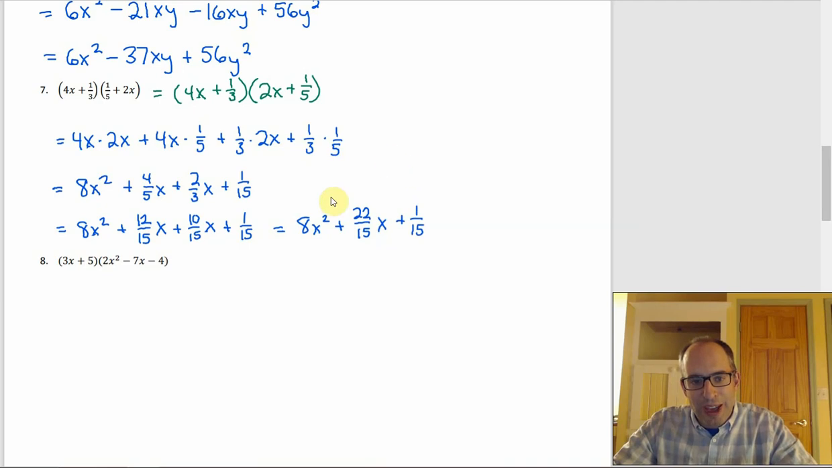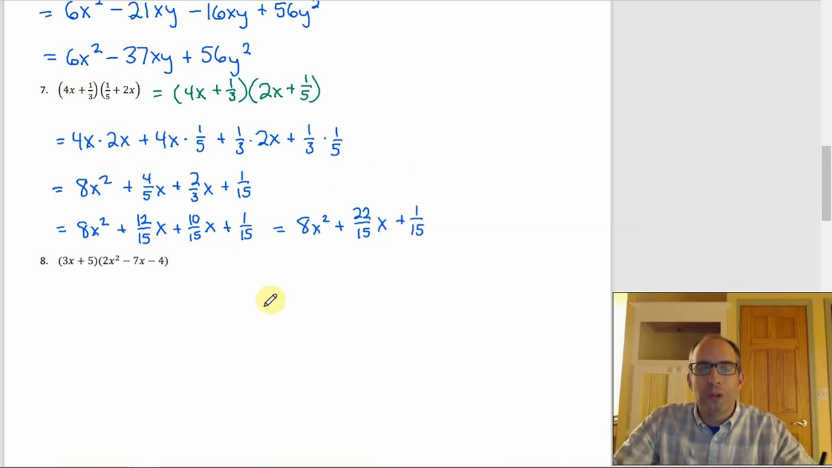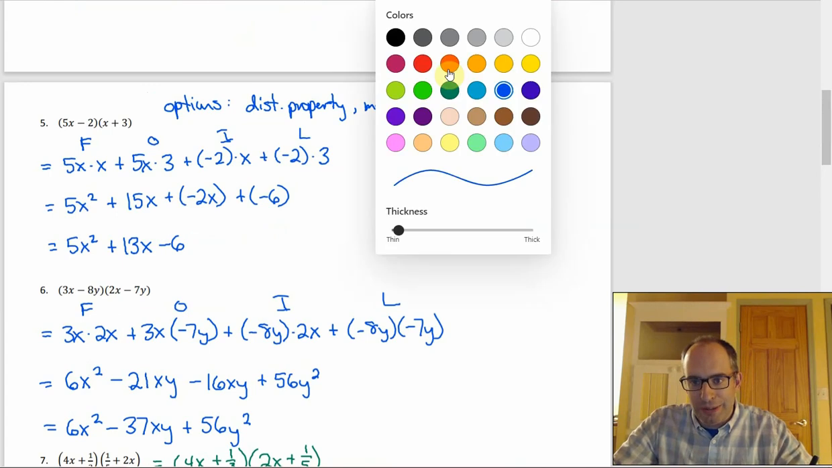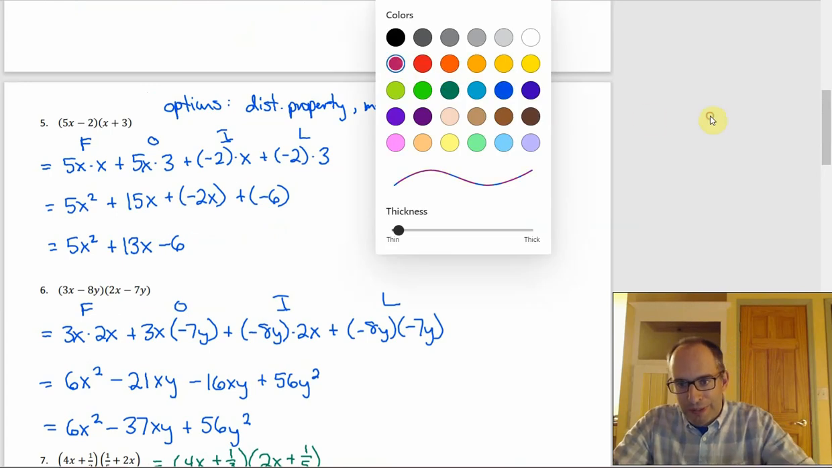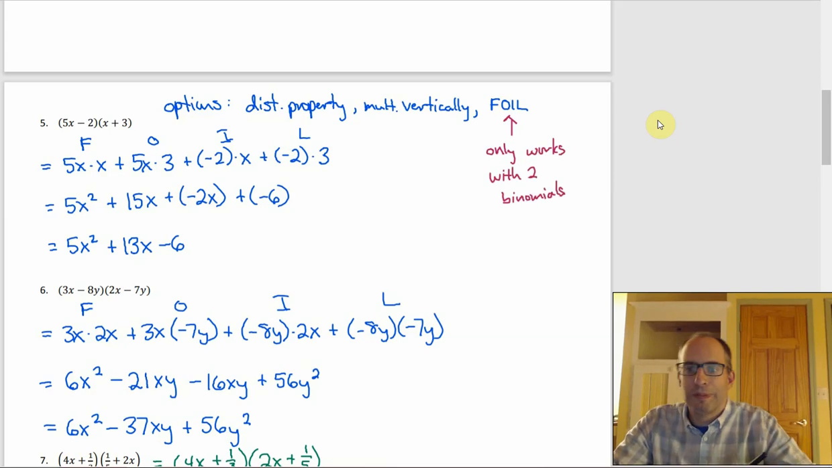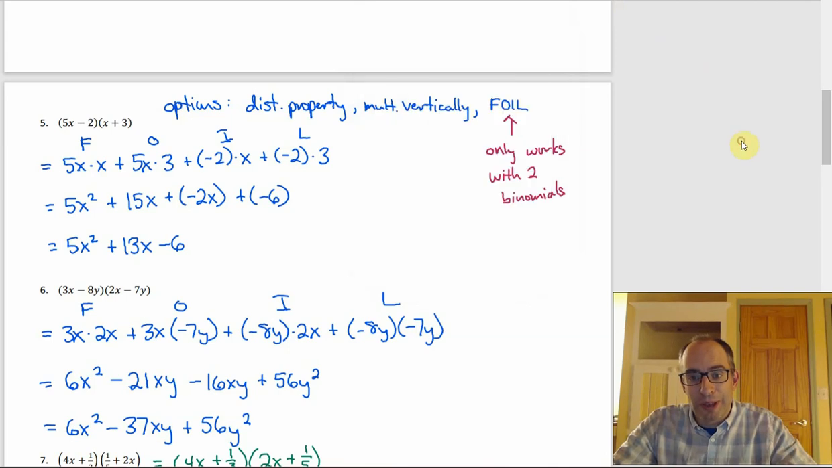Okay, then number 8, we can't FOIL. You can only FOIL when it's two binomials, right? So I guess I should put that in back up here. So then this only works with two binomials. But it's pretty effective with two binomials, I think.